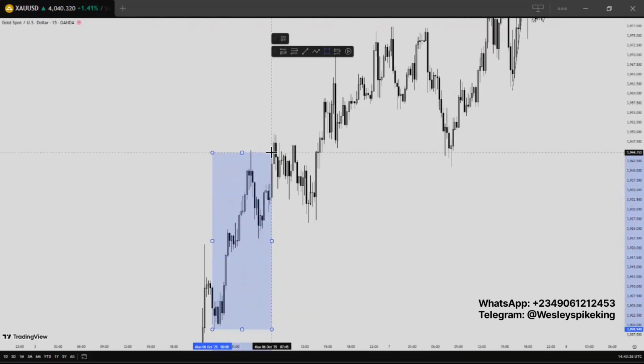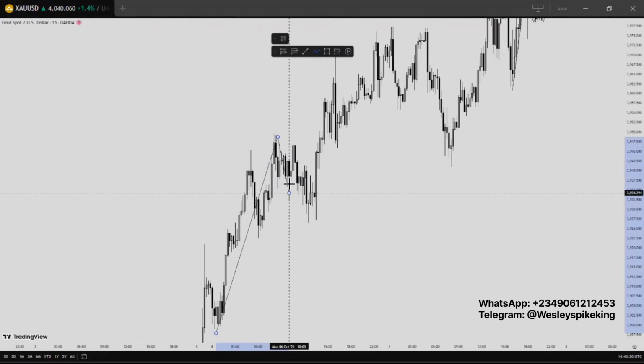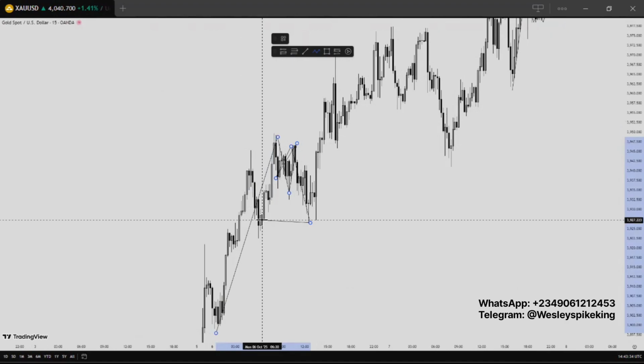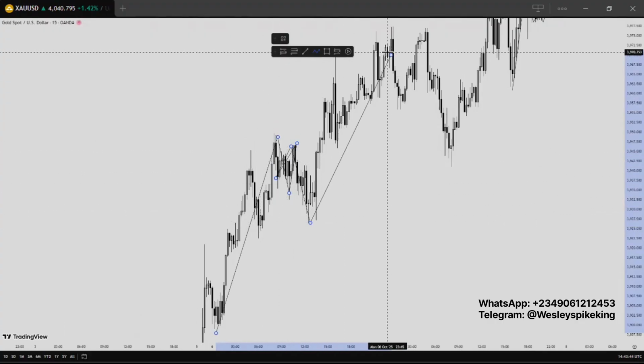We had the rally, we had the accumulation here. We had a liquidity sweep, mitigated this point of interest. I think we got this buy on my VIP. Yes, we did. It accumulated, it manipulated, mitigated this point of interest, and then it continued going bullish.